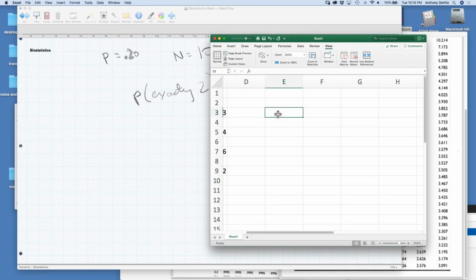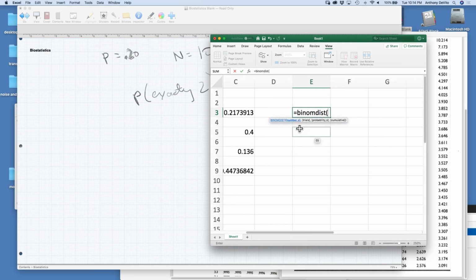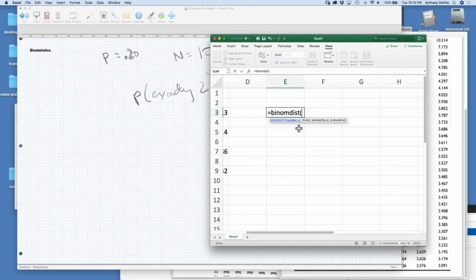To do that, we use the binomial distribution function. We went over a bit of this in class. That function works like this: equals BINOM.DIST, parentheses. Once you put the parentheses in, it prompts you to tell it the information that it needs at that point. So the first thing it needs is a number of successes.